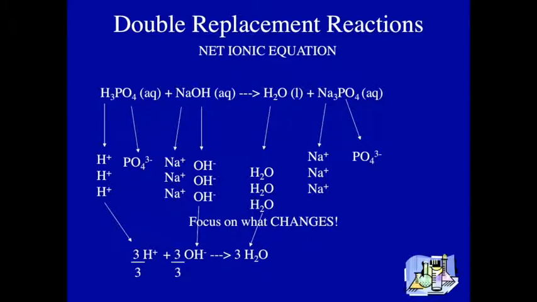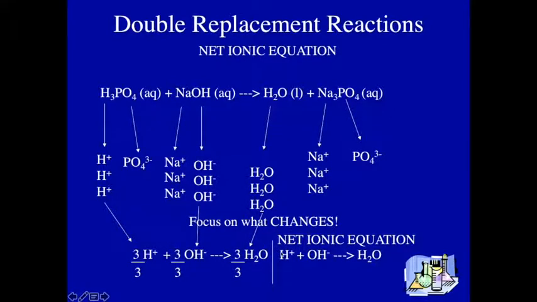You notice that the ratio here is 3 to 3 to 3. We want the smallest ratios in all cases. So we divide the H plus by 3, we divide the OH by 3, we divide the H2O by 3. My net ionic equation would be H plus, OH makes H2O. That's the only real change we saw in this reaction.